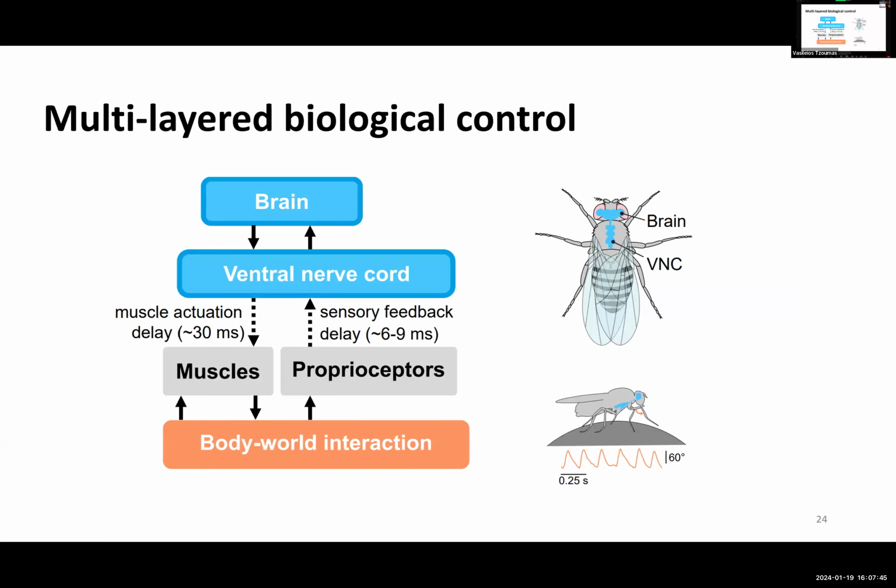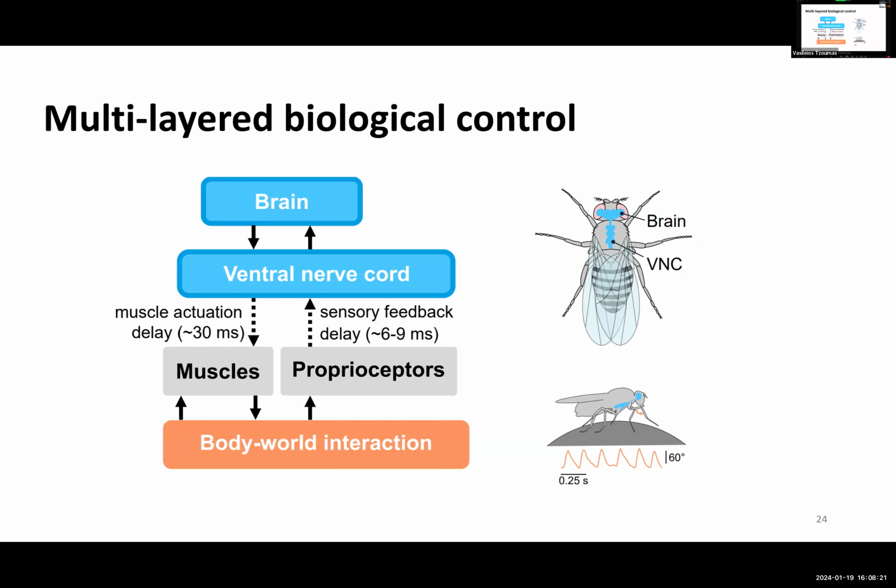So how do flies walk? Well, in terms of biological control, you can view them as being multi-layered, kind of like a human actually. They have a brain of sorts, and then they have this thing called the ventral nerve cord, which is essentially their spine. And this spine connects to the muscles of the legs, and the proprioceptors of the legs, which sense force and spatial location or acceleration. The muscles communicate with the nerve cord with a delay of about 30 milliseconds, sensory of about 6 to 9. And then they interact with the world through physics, limb mechanics, and so on.